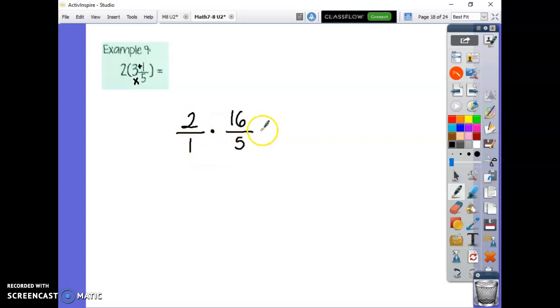So multiply that by 16 over 5. Again, just multiply straight across. Don't have to worry about the denominators. That's only for adding and subtracting. So 16 times 2 is 32 over 5. It is an improper fraction, so we do need to turn that back into a mixed number by seeing how many times 5 goes into 32. Well, it goes into 32 6 times with a remainder of 2 over 5. And we do have a positive number multiplied by a positive number, so our answer is going to be a positive number.